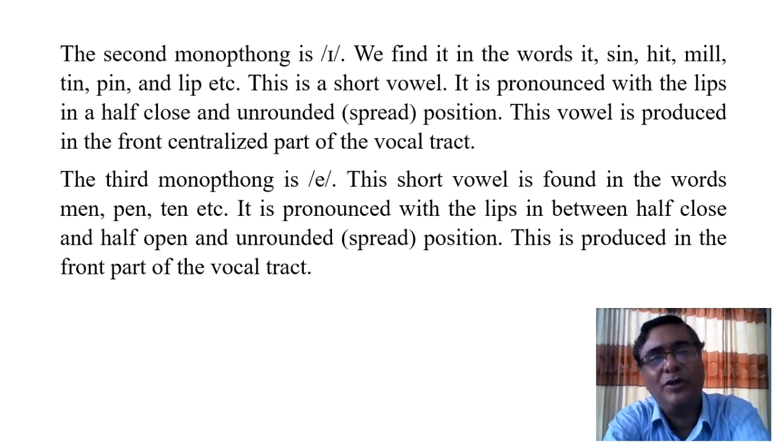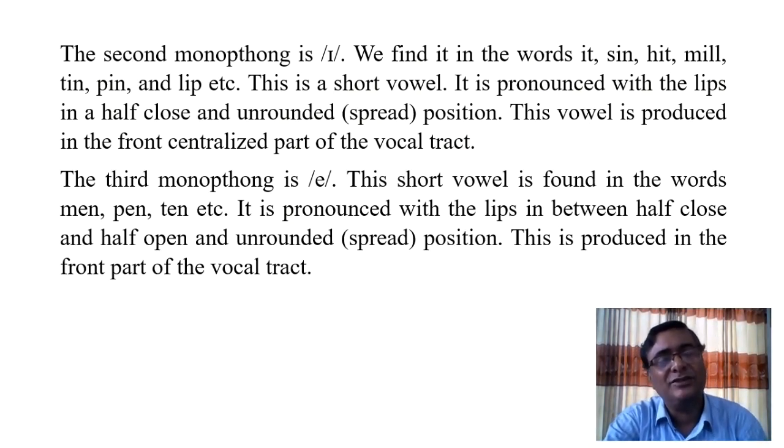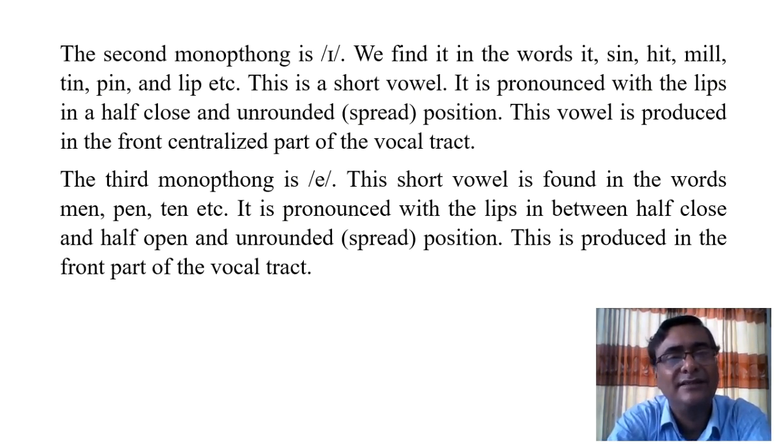The second monophthong is I. For example, the previous one was E, and this one is I. And you must have noticed that I didn't use the double dot or the colon. We find it in words like it, sin, hit, mill, tin, pin, and lip, etc. This is a short vowel. You have already noticed this. It's a short vowel because there is no double dot.